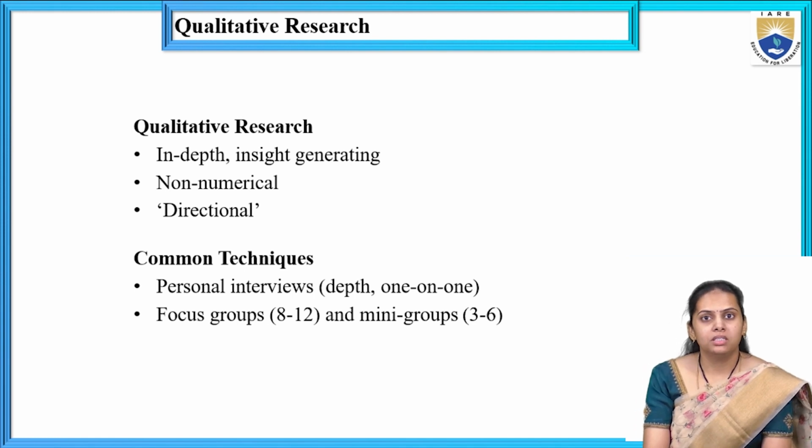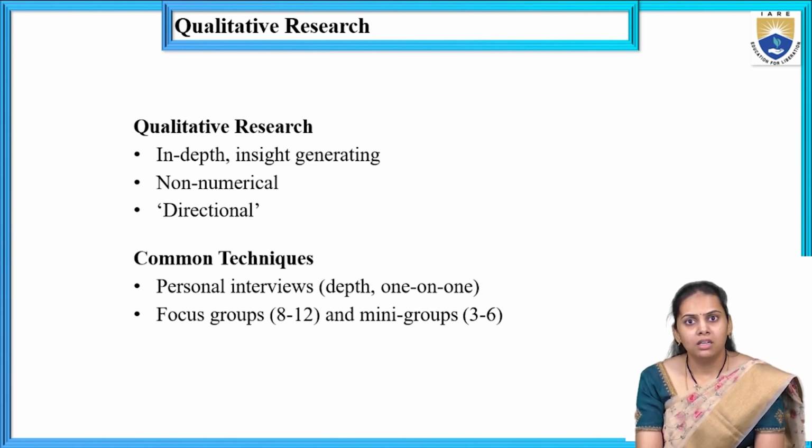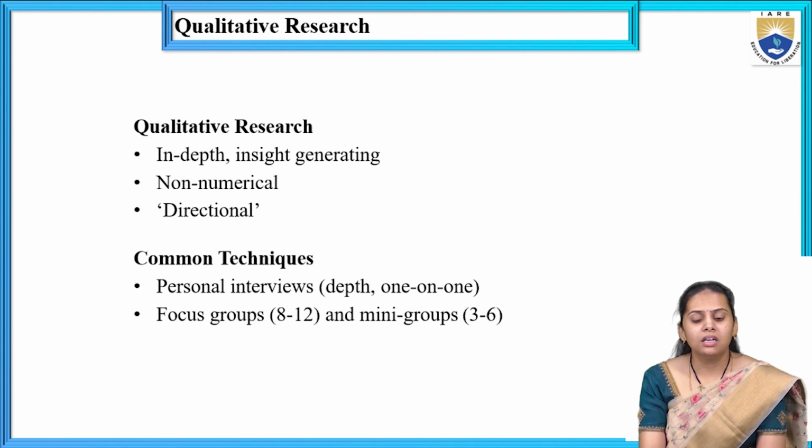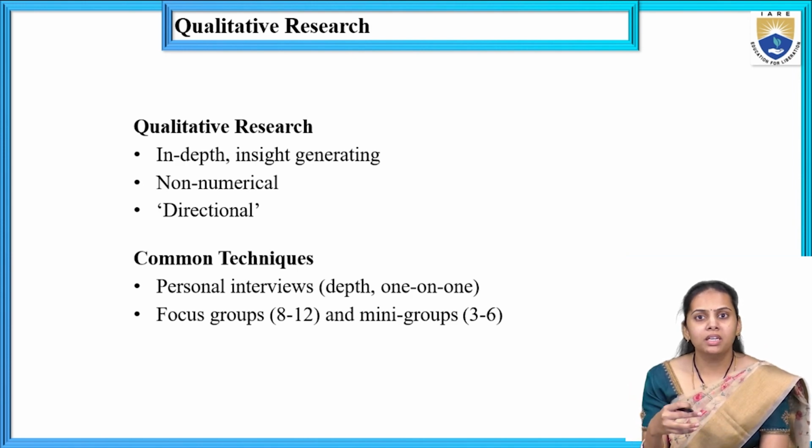Whereas qualitative research is generally in-depth, insight generating, non-numerical and directional. Common techniques are personal interviews, focus groups, like based on age groups or on working stream, based on some domain, and sometimes mini groups. So these common techniques are always used for this research.